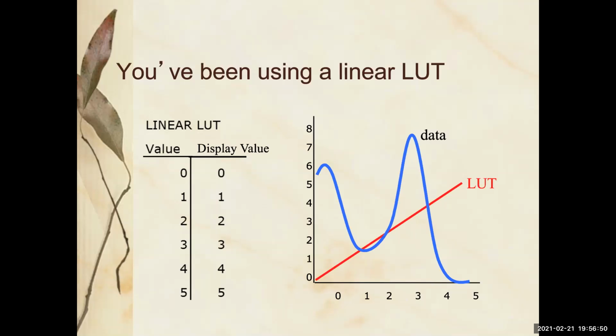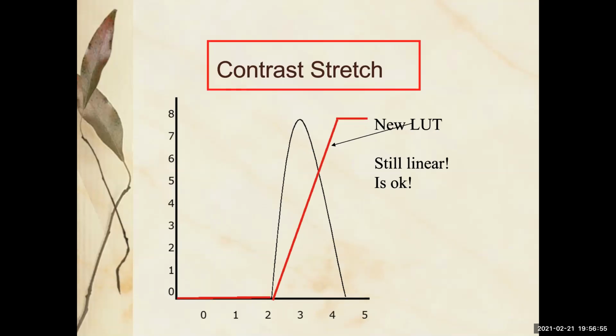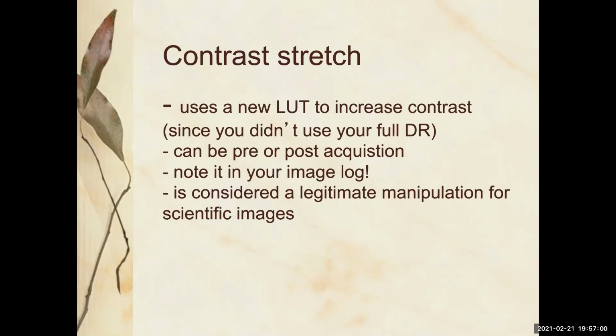So this is the original lookup table in red. And now this is the contrast stretch lookup table. It's still a linear lookup table, but we call it contrast stretch. Contrast is the key word. We're getting more contrast out of this. Okay, so again, play with this on Fiji and don't believe me, do it on Fiji and learn and see. So you're using a new lookup table to increase contrast because you didn't use your full dynamic range. And so you're kind of compensating for that post-acquisition.